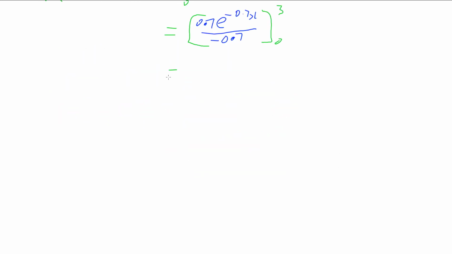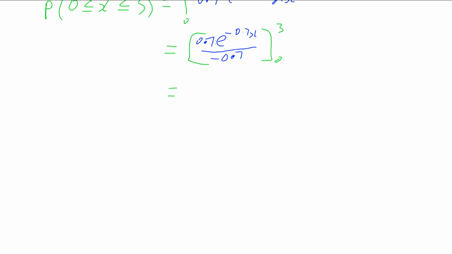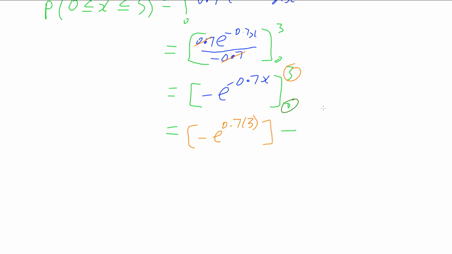And so if we do our next step and simplify this, our 0.7s are going to cancel out. The negative is going to move up, so we're going to have negative e to the negative 0.7x between 0 and 3. So if we then put in our bounds, I'm going to do 3, so we have negative e to the negative 0.7 times 3, minus the value at 0, so minus negative e to the negative 0.7 times 0.